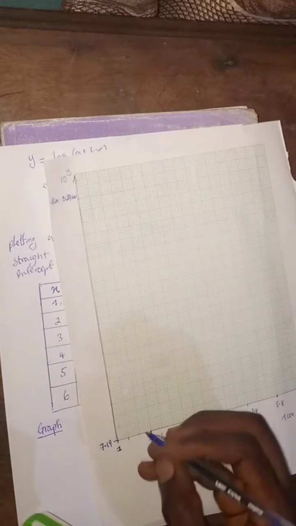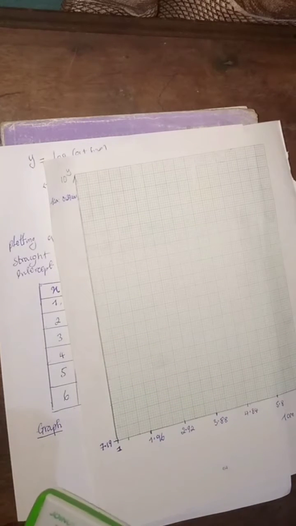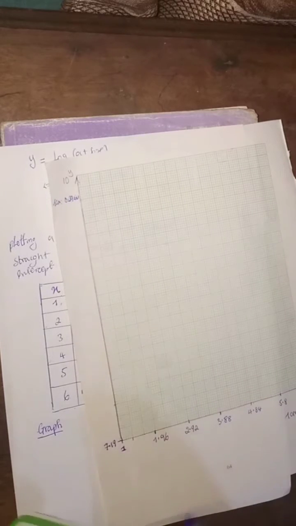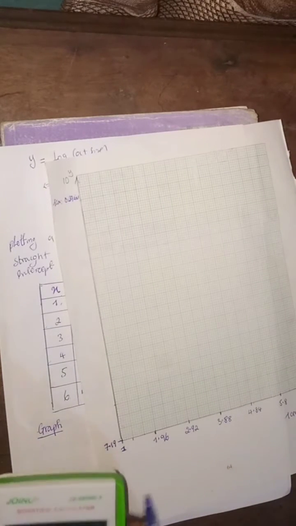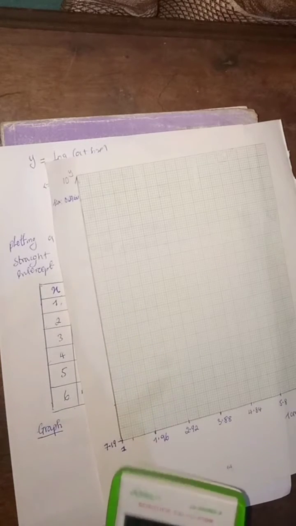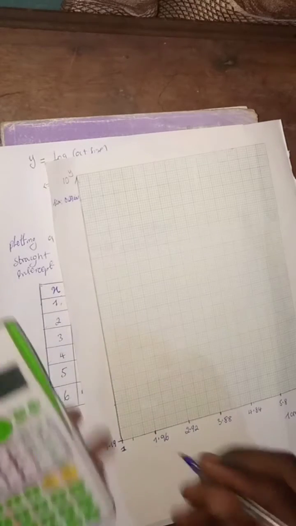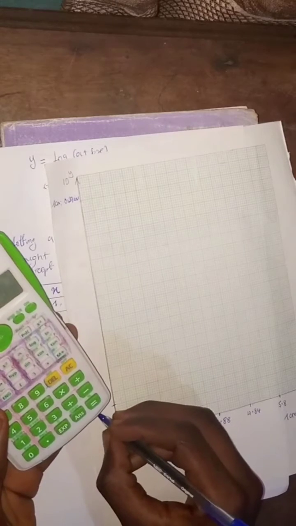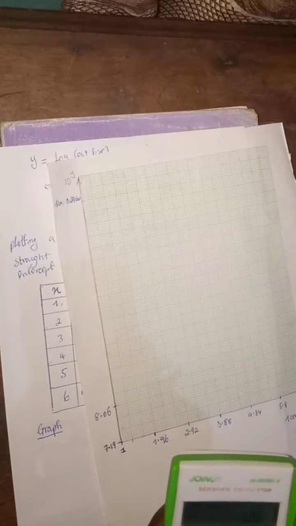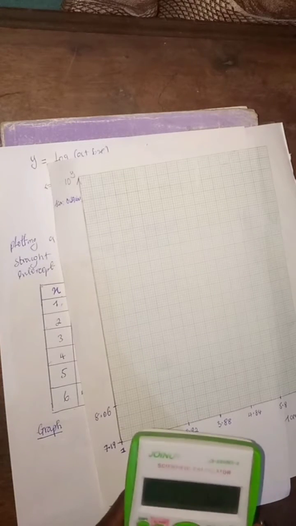It means that for every 3 units I count, I add 0.87. So I have 0.87 plus 7.19. I'm going to have 8.06. I add again 0.87.